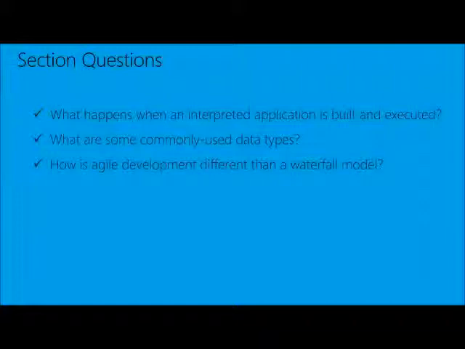The important thing to remember here is it's compiled into an intermediate language, and then it's translated by the just-in-time compiler into that native code. That's right. Yep. What are some commonly used data types?